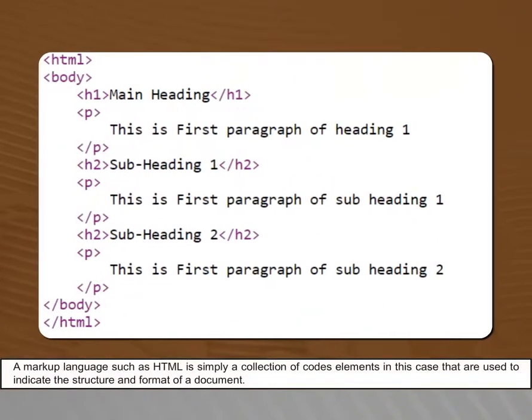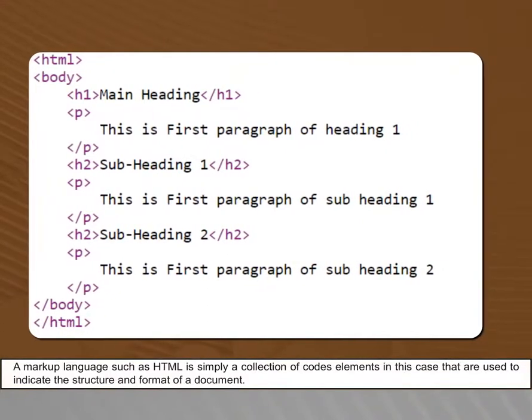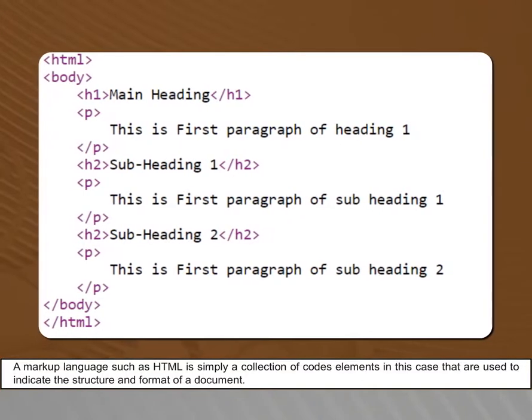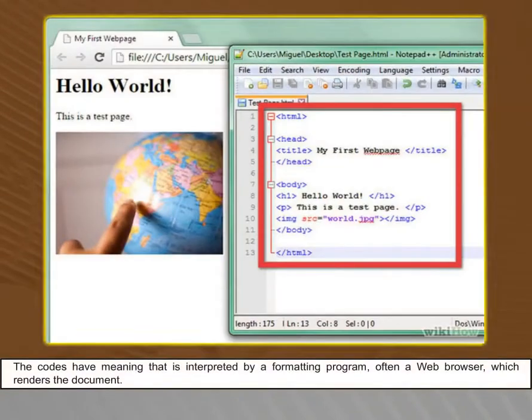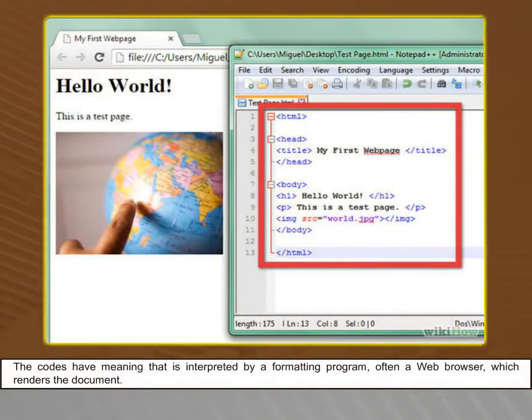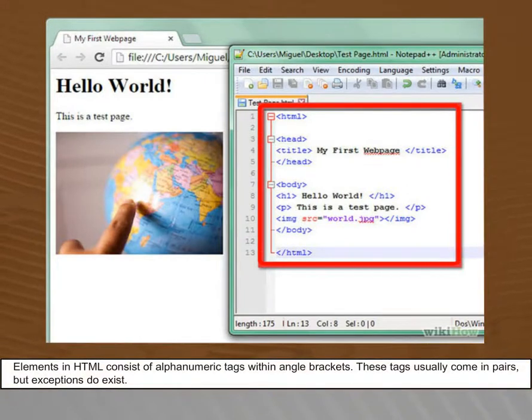A markup language such as HTML is simply a collection of code elements, in this case, that are used to indicate the structure and format of a document. The codes have meaning that is interpreted by a formatting program, often a web browser, which renders the document. Elements in HTML consist of alphanumeric tags within the angle brackets. These tags usually come in pairs, but exceptions do exist.